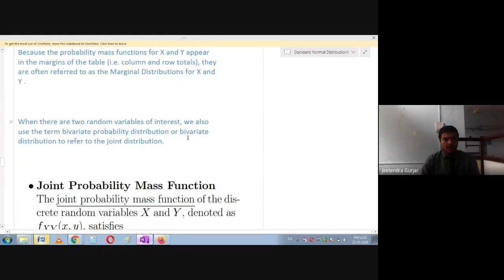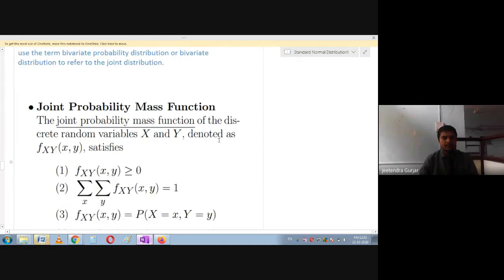When there are two random variables of interest, we also use the term bivariate probability distribution or bivariate distribution to refer to the joint probability. Please remember, we call this the joint probability distribution; joint distribution is also the same. Similarly, bivariate probability means there are two variables; bivariate probability distribution and bivariate distribution have the same meaning. For all this, we take two random variables of interest.